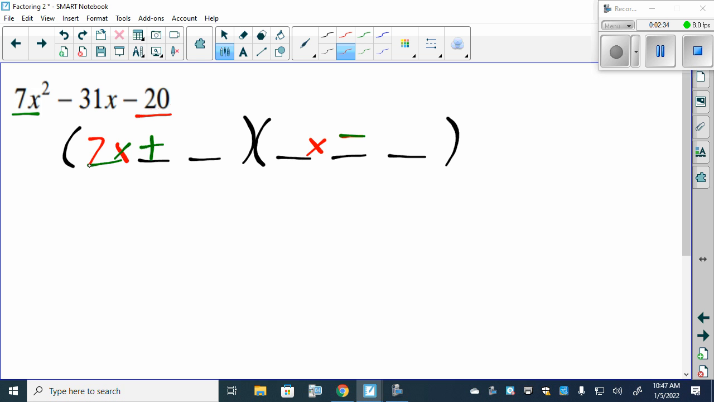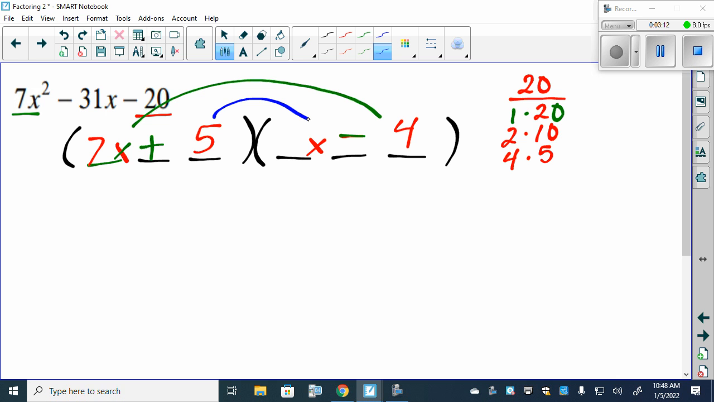Now, the factors of 20 are 1 and 20, 2 and 10, and 4 and 5. Now we just need to see which one of these we want to try first. 4 and 5. Which one do we want to put first? 4 or 5? Doesn't matter. 5 and 4. It really doesn't matter which one we do first, because we're always going to check to make sure that it does work out.